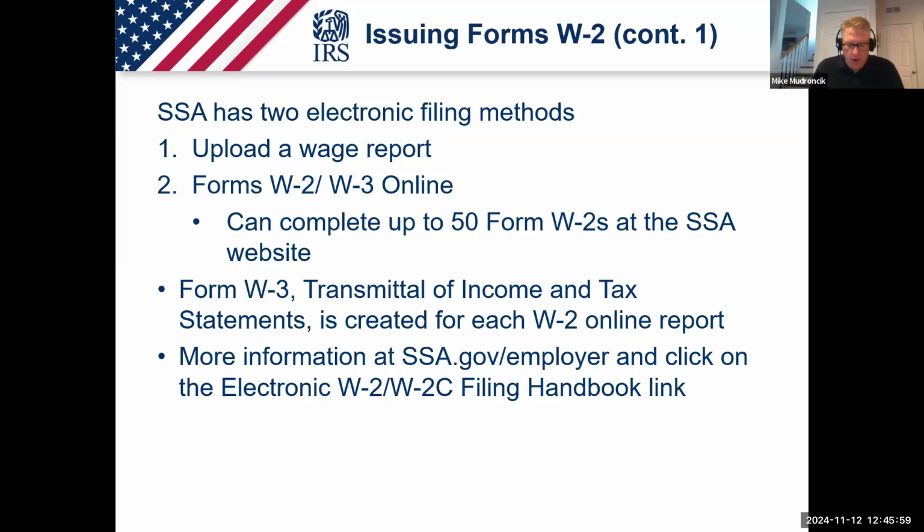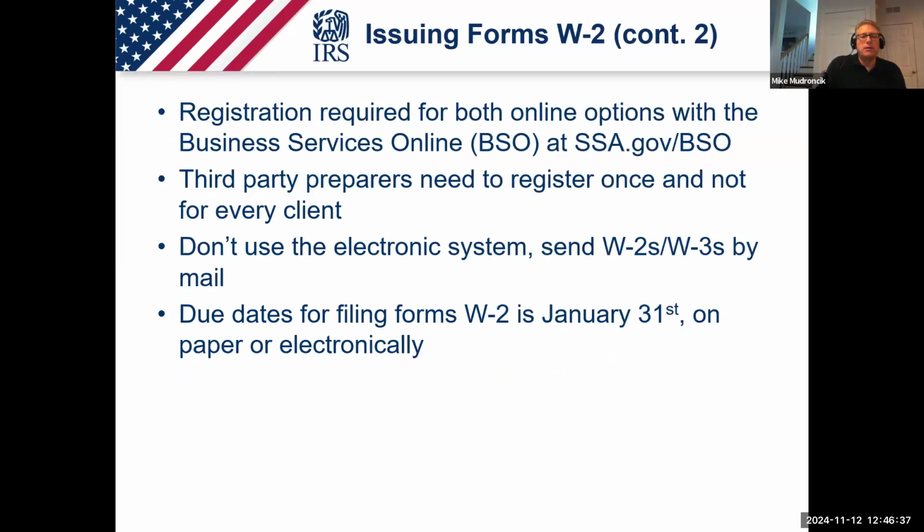In the second method, called Forms W-2/W-3 online, you can complete up to 50 Form W-2s at the Social Security Administration's website and print copies suitable for distribution to your employees. In this method, no software is required. A Form W-3, which is called Transmittal of Income and Tax Statement, is created for each W-2 online report, even if multiple reports are for the same employer identification number. For more information, you can go to ssa.gov/employer.